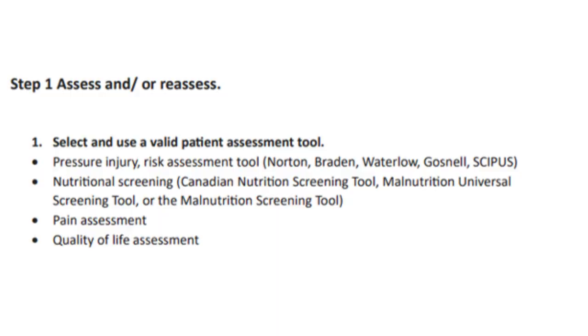You need to select a valid assessment tool. So there's many different assessment tools for pressure injuries, such as the Braden scale, and this is for risk assessment. There's also nutritional screening, pain assessment, and quality of life. Next, we're going to look at any causative factors, okay? What could cause a pressure injury?